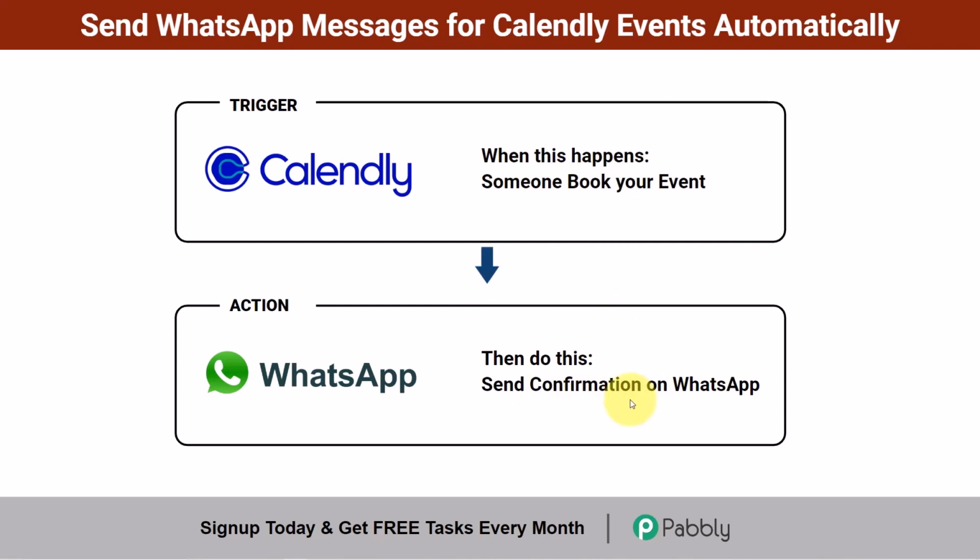Now to do that, you have two choices. Either you can manually copy the details of the person and the details of the event and then manually send the message, or you can entirely automate this process. So if you also want a confirmation message to be sent automatically to someone's WhatsApp number whenever they book your event, then come with me and I will show you how you can set up this automation step by step.